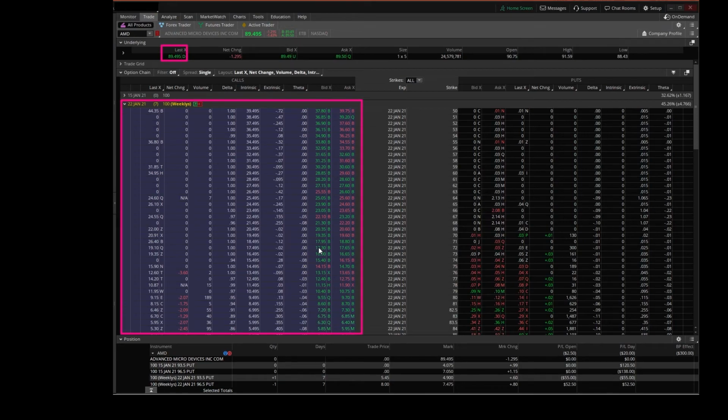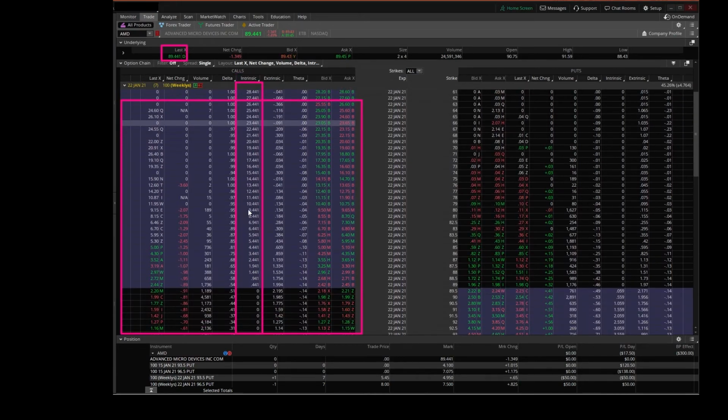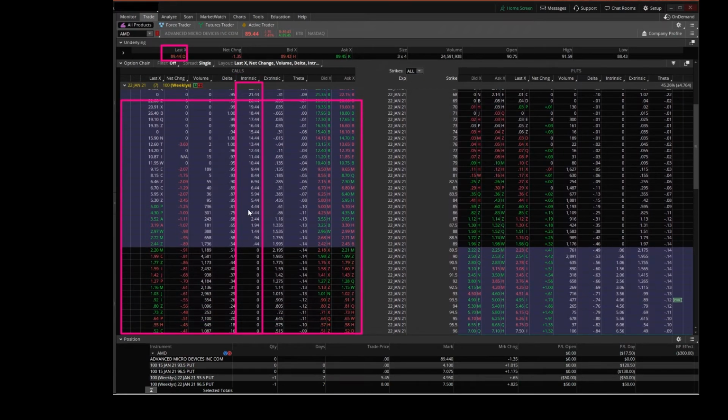If we look at any strike within this area, we can see that under the intrinsic column, that would be this column here, these values are all non-zero positive. Okay, and if we scroll down and look at the options chain, we see that these are all non-zero positive intrinsic values until we get here. I'll explain that in a minute.